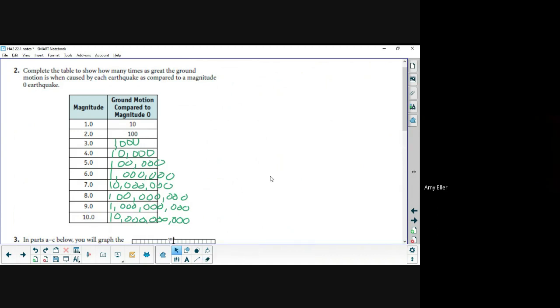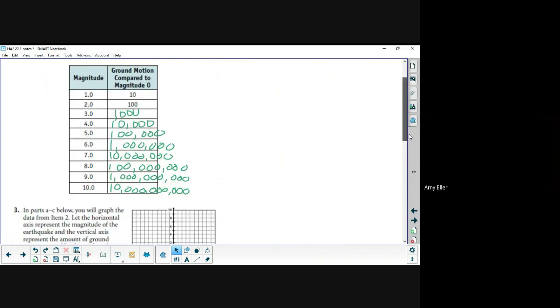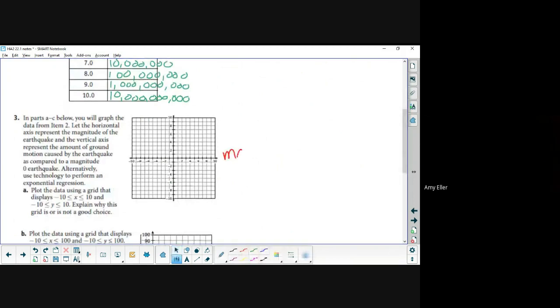Holy cow. Number 3. In parts A through C below, you will graph the data from item 2. This is item 2, the table we just made. Let the horizontal axis represent the magnitude of the earthquake. So in your graph, go to the x-axis and write magnitude, parentheses Richter. That's where it's coming from. The magnitude from the Richter scale.